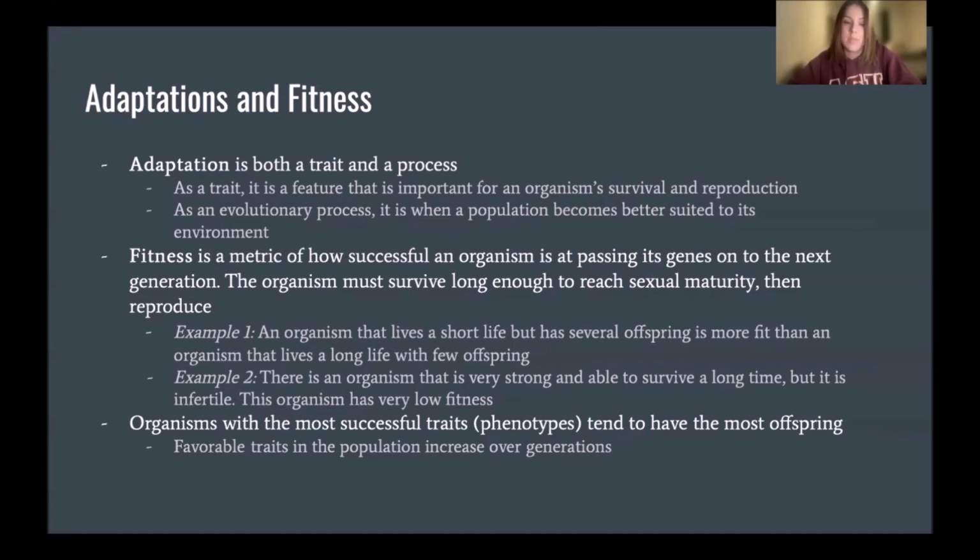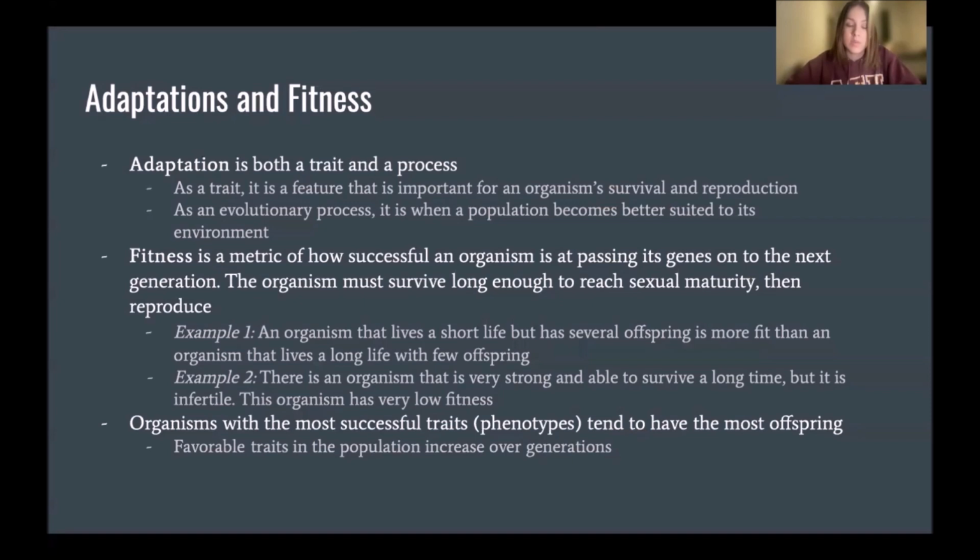In the first example, an organism that lives a short life but has several offspring is more fit than an organism that lives a long life with few offspring. So this kind of shows that it really is reproductive success that counts with fitness, not how long an organism lives. What's important is that the organism lives long enough to reproduce, but after that point, how long they live doesn't really matter as long as they have more children.